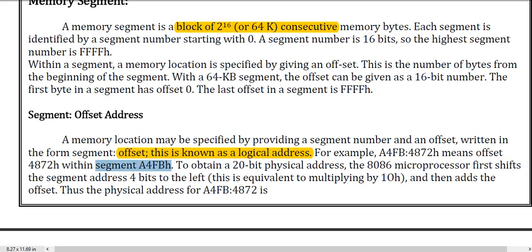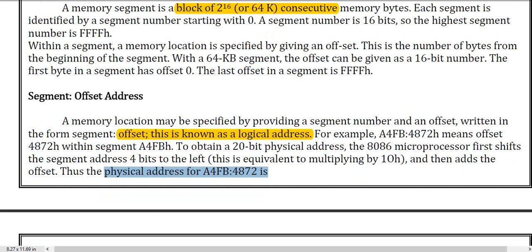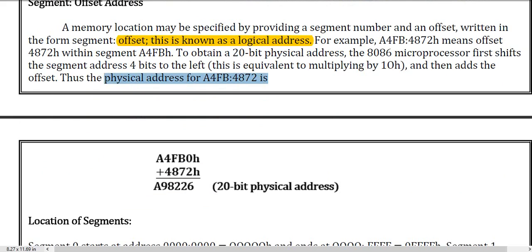To obtain a 20-bit physical address from logical addresses, how will we discover this physical address from A4FB and 4872? Here you can see the A4FB, then lastly we added a 0 because we are transforming a 16-bit to a 20-bit physical address. This one is a 16-bit address and this one is also a 16-bit address.